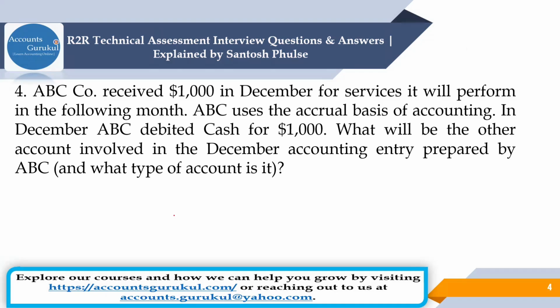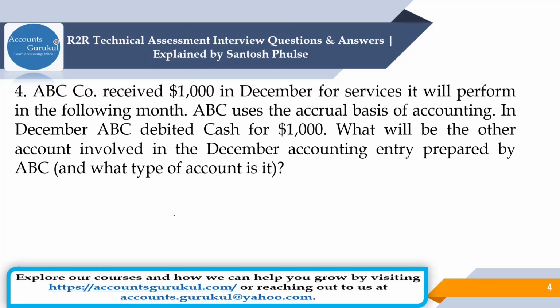So when accrual comes, it means that that's not our income since we haven't yet delivered the services and we can't consider that as an income for us. In December, ABC debited cash for 1000 since the amount is received. What will be the other account involved in the December accounting entry prepared by ABC and what type of account is it?